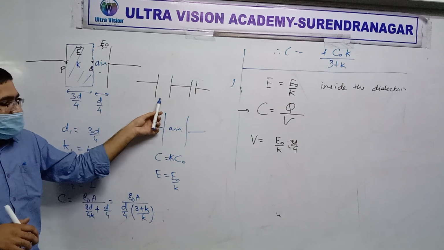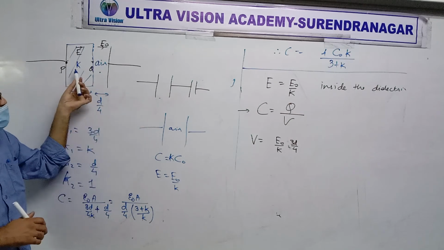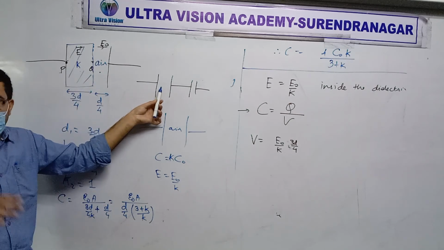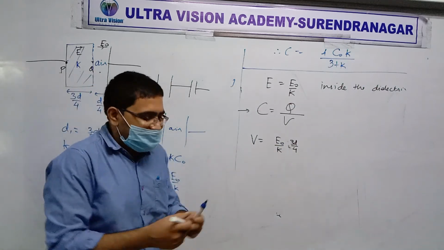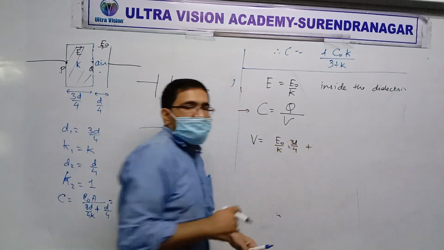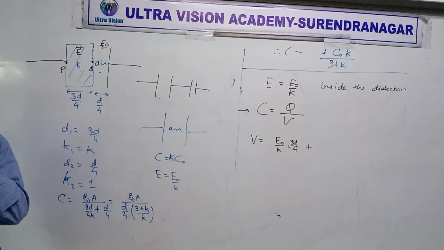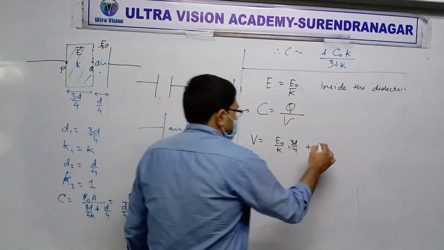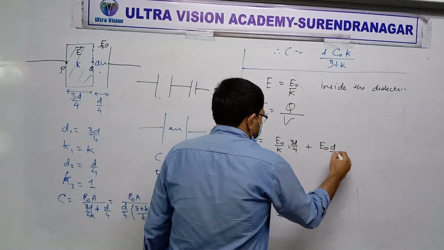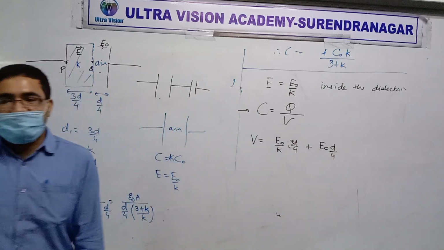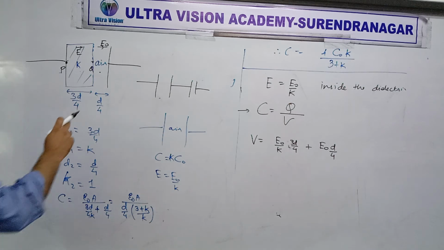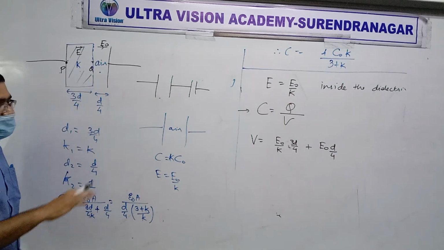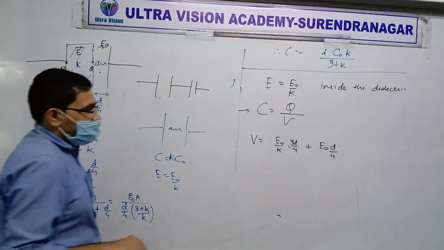Understood? This one, this is a capacitor. What is the electric field in the first part? E0 by K. And how much is the distance? 3D by 4. So એનો વોલ્ટેજ એટલા હોય કે નહીં? Plus. હવે શું એડ કરવાનું? Second one, E0 D by 4. Clear or not clear? Yes. Why? Because here K is equal to 1. We have got V.